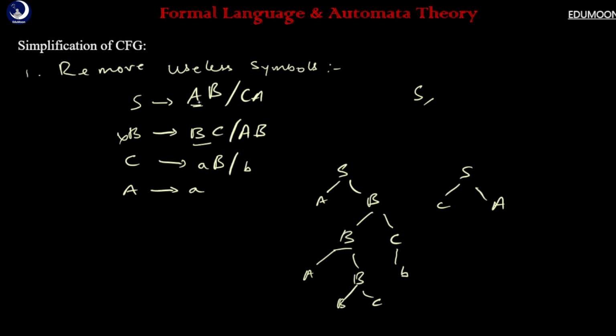It is of course reachable from the starting symbol S, but it is not deriving any terminal, so it is useless. Now C is generating the terminal b, and A is generating the terminal a. So both these are useful symbols. In this grammar, S, A and C are the useful symbols. So you can simply eliminate all the productions that include the capital B.